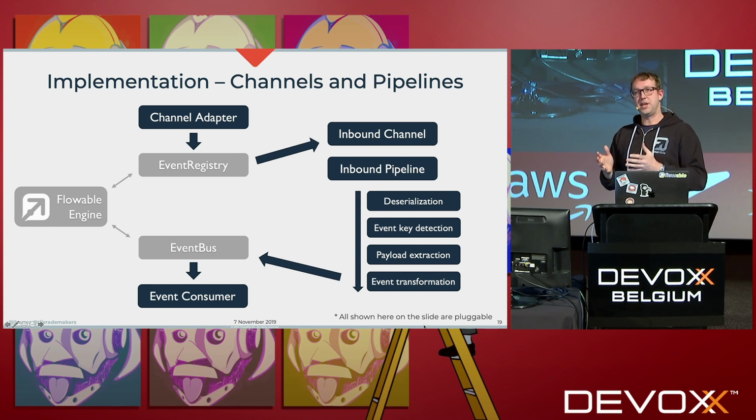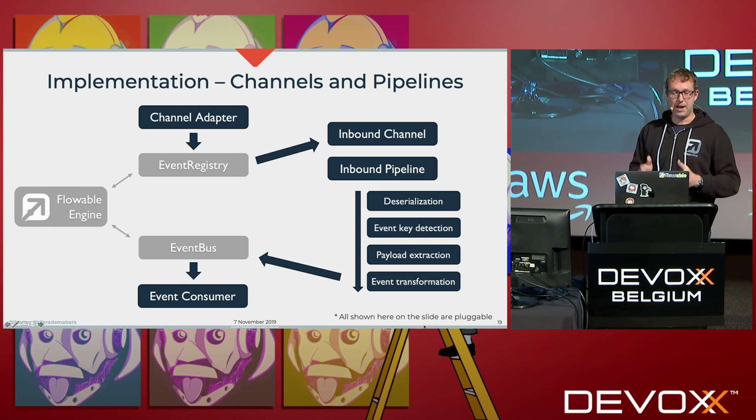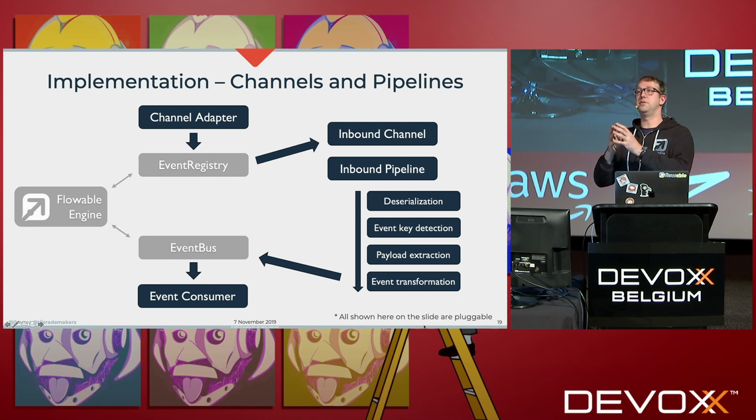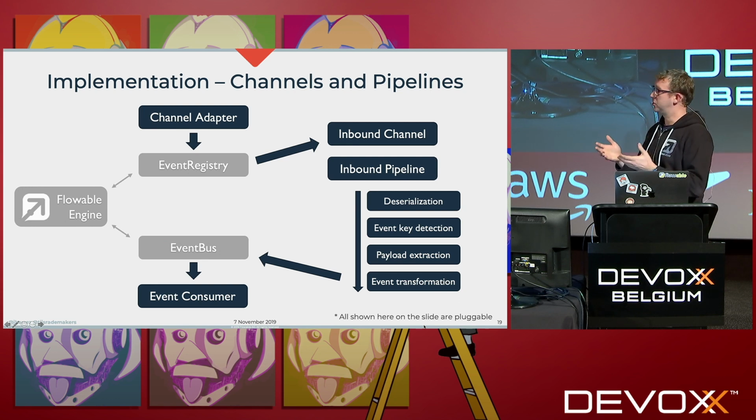Another concept, two concepts actually, that we added is channels and pipelines. So every event comes in through a certain channel, right? And that channel is being listened to by something that we call an adapter. So for example, if we're using Kafka in the demo later on, there's a channel adapter for Kafka that's listening to these events coming in. At that point, the event will be passed into the event registry, and the event registry will know, okay, this is the pipeline associated with this particular channel.